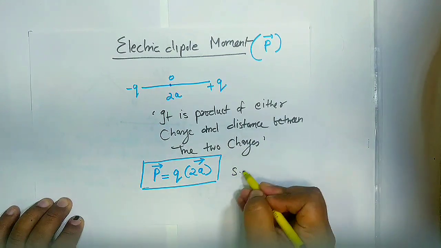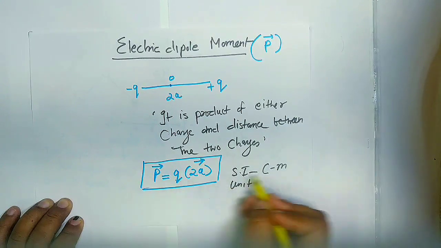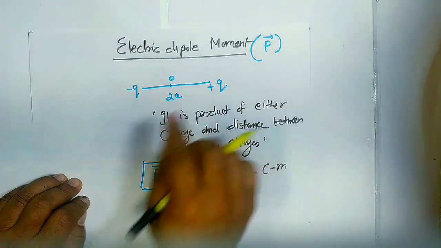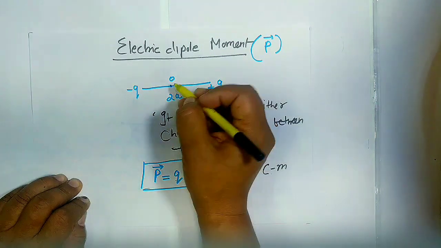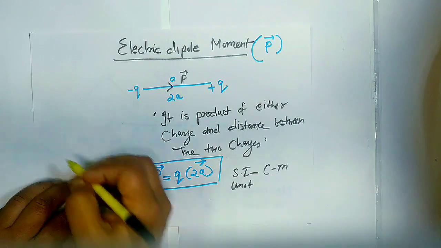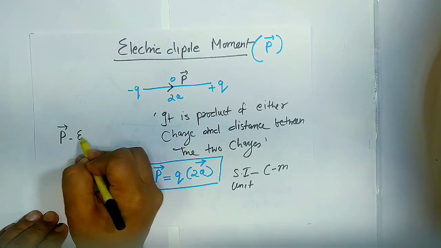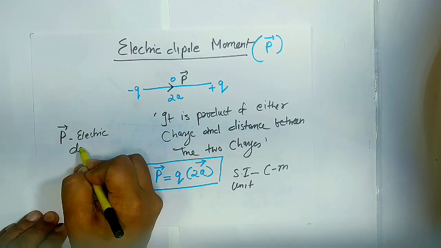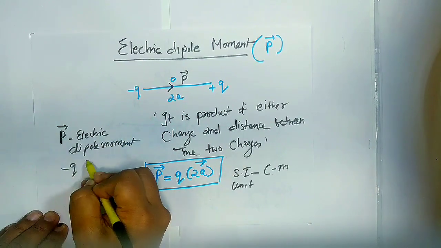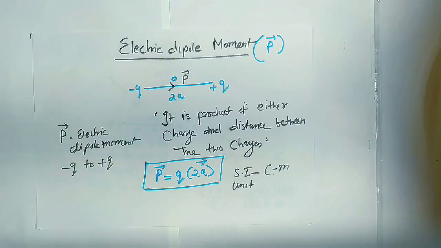And what is the SI unit? SI unit will be what? Coulomb meter. q for coulomb, and 2a is the length. So dipole moment is simply q into 2a, and direction is from minus to plus. So minus q to plus q is the direction of the dipole moment. So this p is electric dipole moment, and direction from what? Minus q to what? Plus q. This is how we are going to define dipole moment.